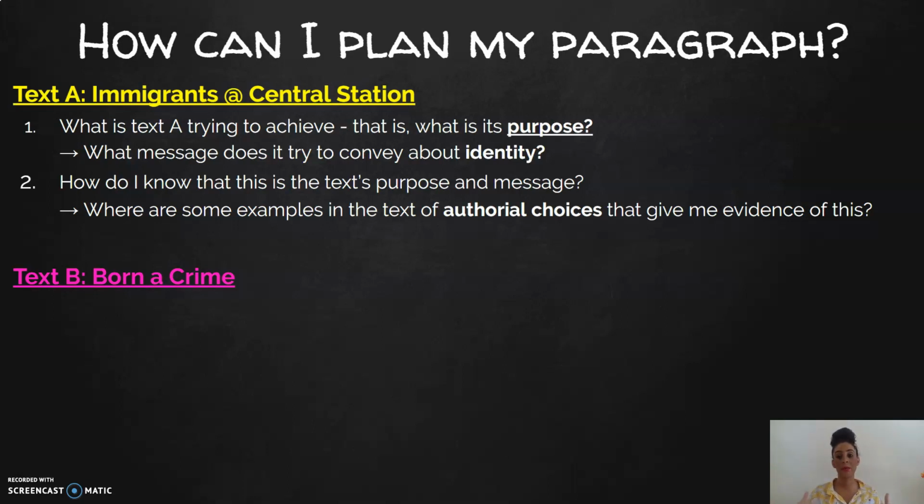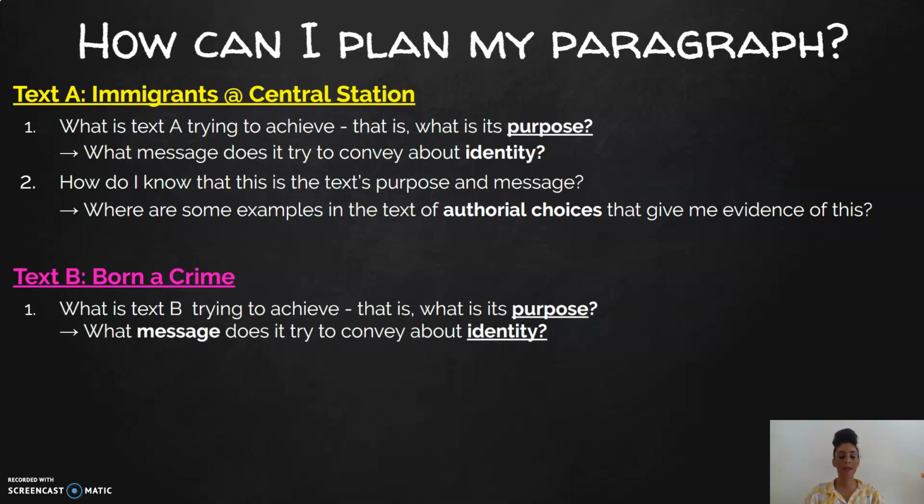I then need to repeat that process for my second text, which is Born a Crime by Trevor Noah. So again, I go back and ask myself, what's the purpose of Born a Crime? What message is it trying to convey about identity, and what's it trying to achieve? I might say the primary purpose is to inform readers about the issues of segregation in South Africa, but the secondary purpose might be to enlighten readers on how language creates an identity, all right?